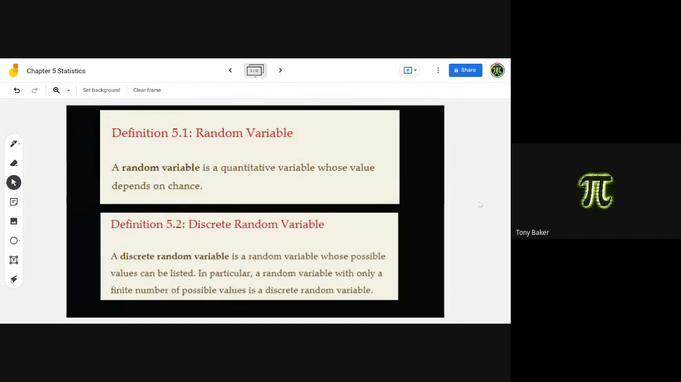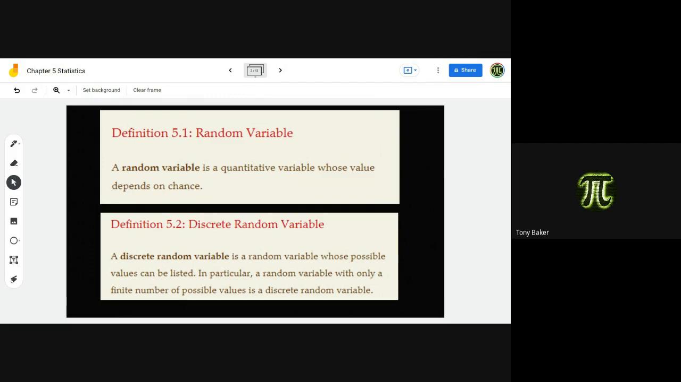Couple quick definitions, because you're going to hear these talked about and you need to make sure you understand what they mean. A random variable is a quantitative variable whose value depends on chance. So the outcome of flipping a coin is a random variable because its value depends on chance.